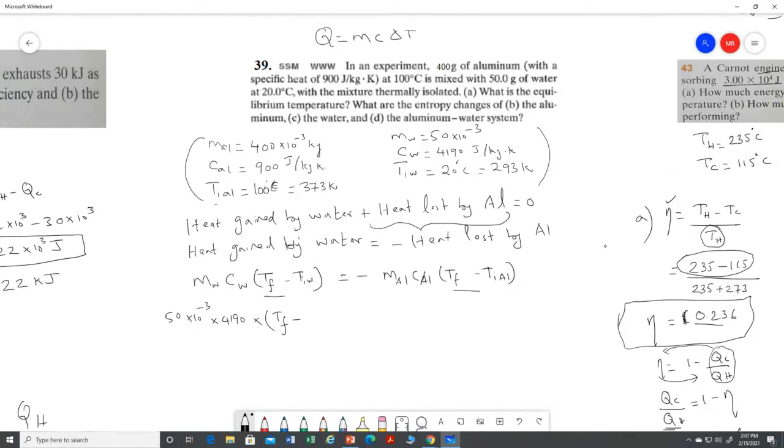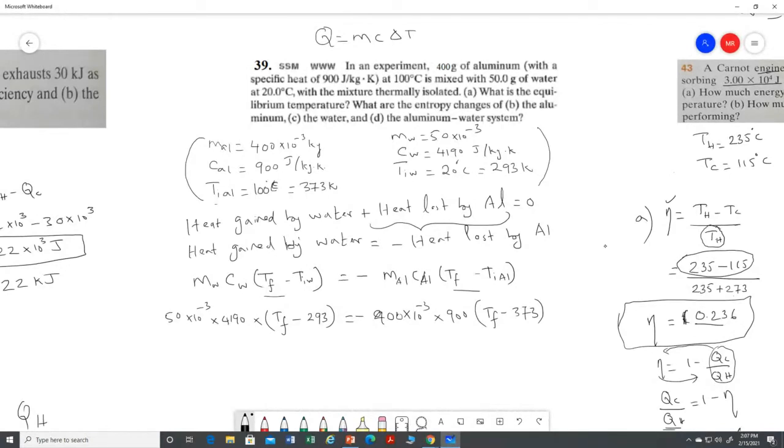What is the T initial? 293, because we have to convert to Kelvin, minus mass of the aluminium. Mass of the aluminium, 400 grams, so 400 multiplied by 10 to the power of minus 3. Specific heat capacity 900. And the T final we are going to find. And what is the T initial? 373.